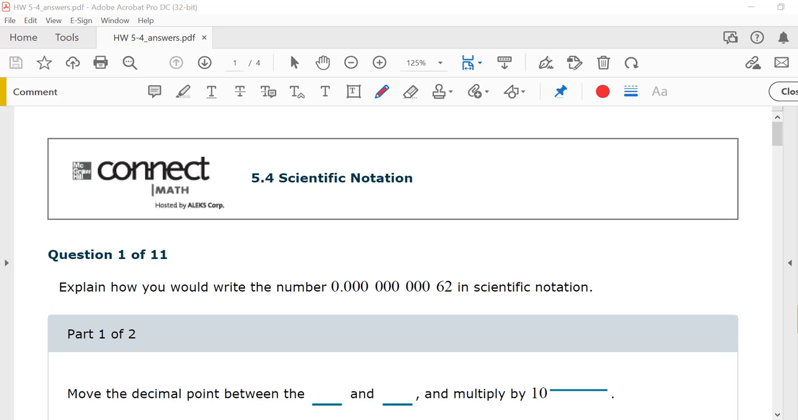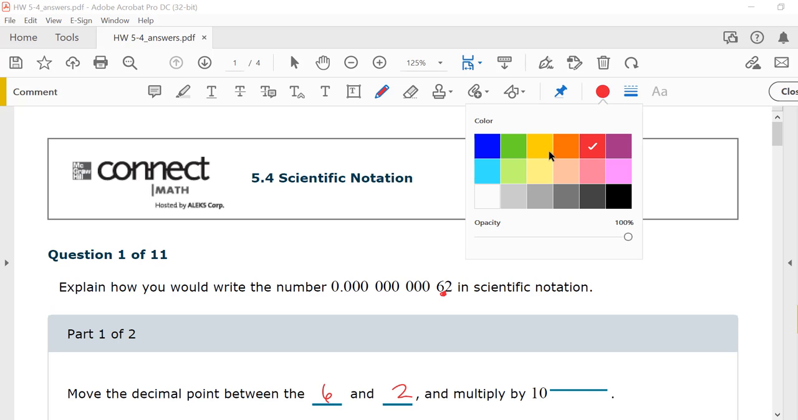Okay, number 1, explain how you would write the number 0.00000000062 in scientific notation. Part 1 says to move the decimal point between the blank and blank. You always want a digit between 1 and 9 to the left of the decimal point. So I would move the decimal point between the 6 and the 2. And then you're going to multiply by 10 to the blank.